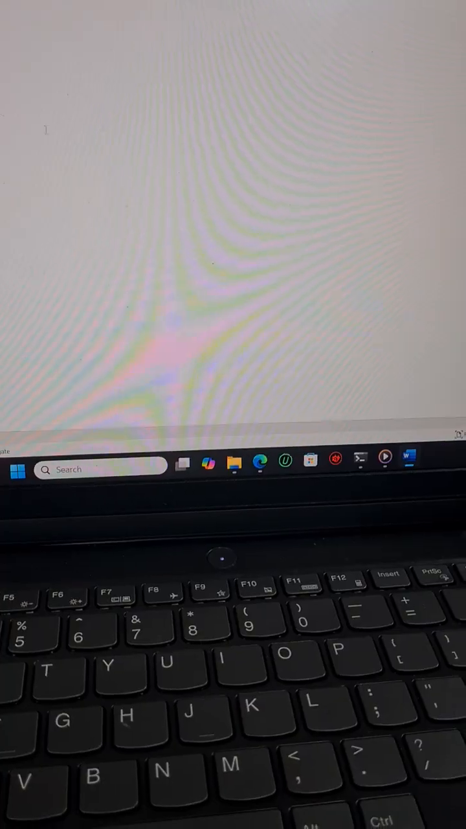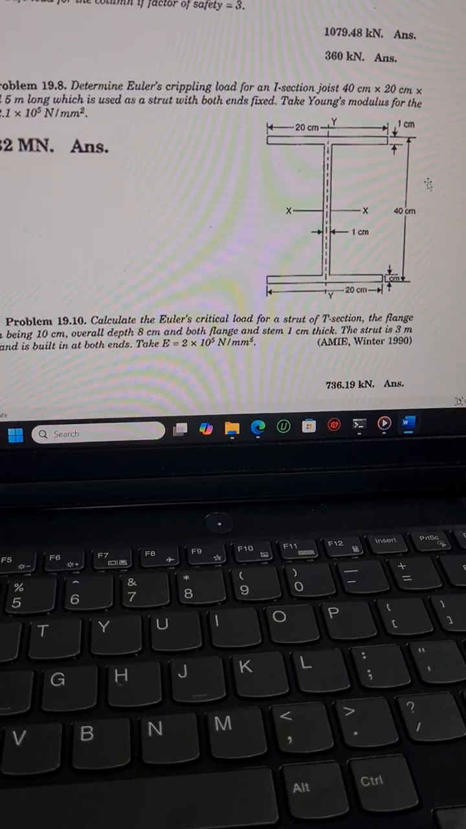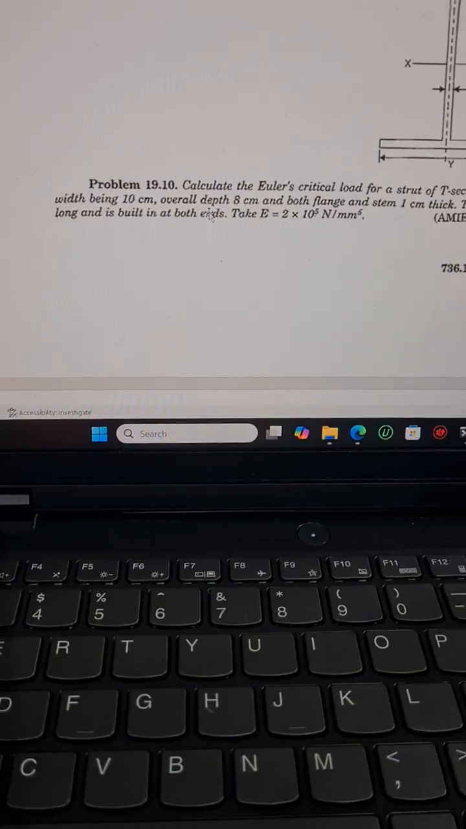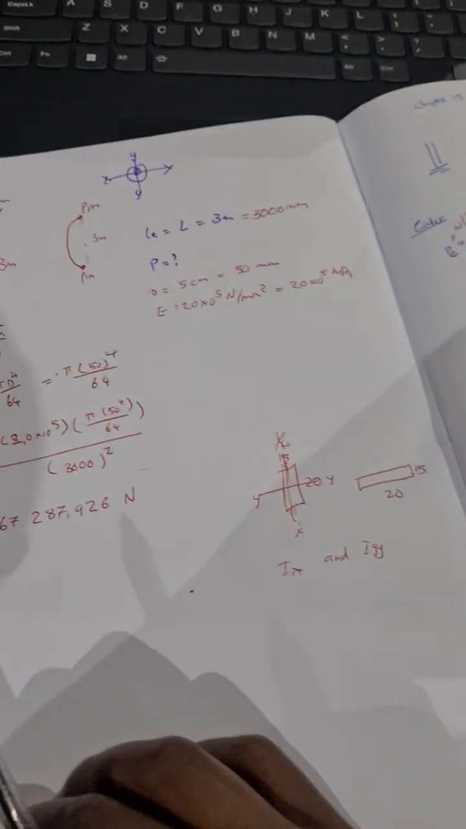I'm still going to add more problems, but I think in the description you're going to get the full document. So in this case, you are not interested in other problems. Let's do 19.10, right? Let's just do it on a new page. Oh, already halfway, my page is running down.